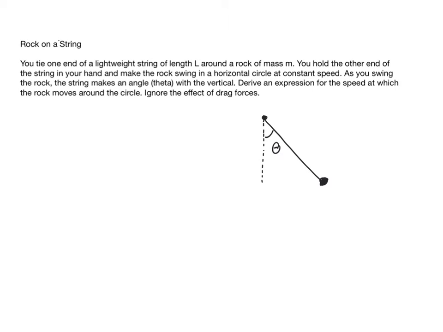Hey guys, here's the other example for our information today. So we have a rock and a string, and you can kind of read what the problem says. But it makes an angle with the vertical. And here's my rock of mass M tied to the string of length L with my theta with the vertical. So that's kind of what it looks like.